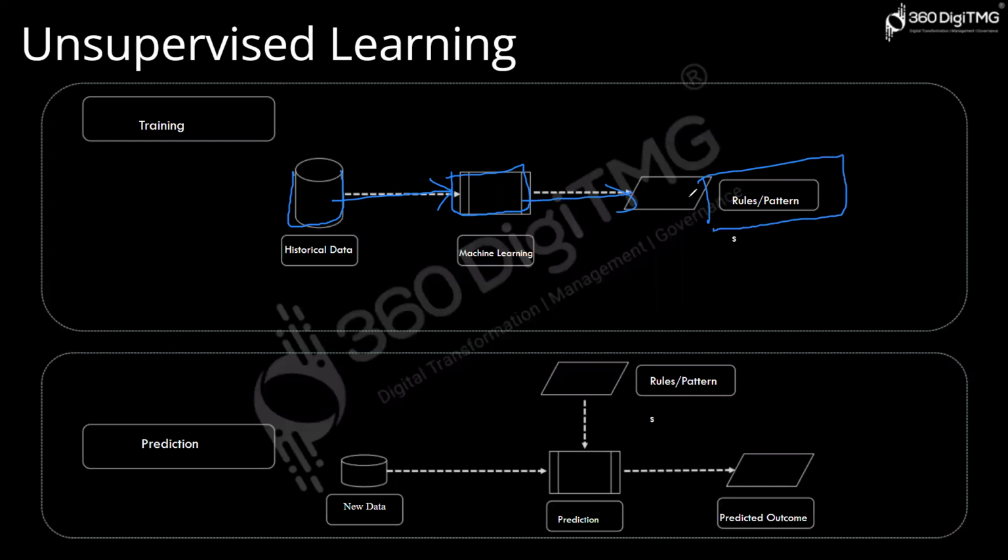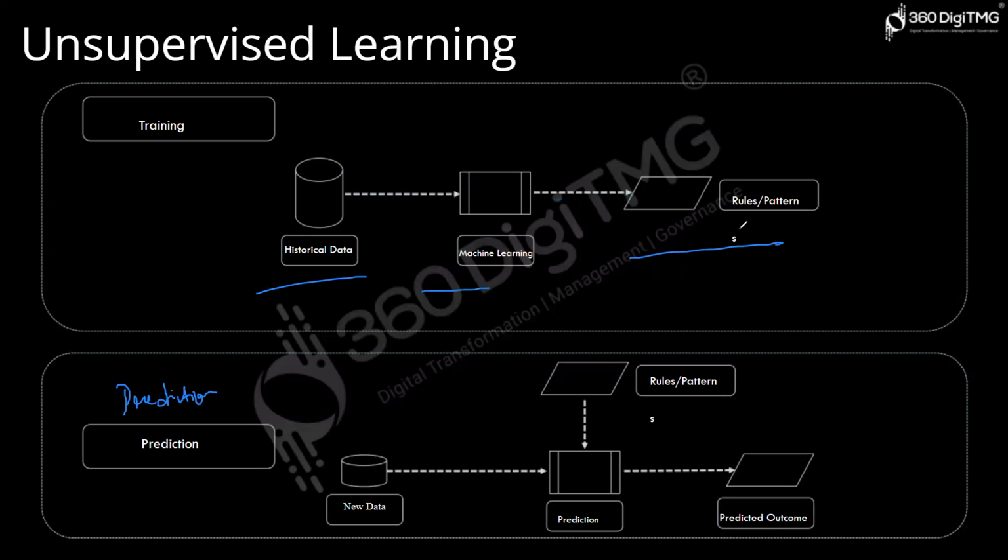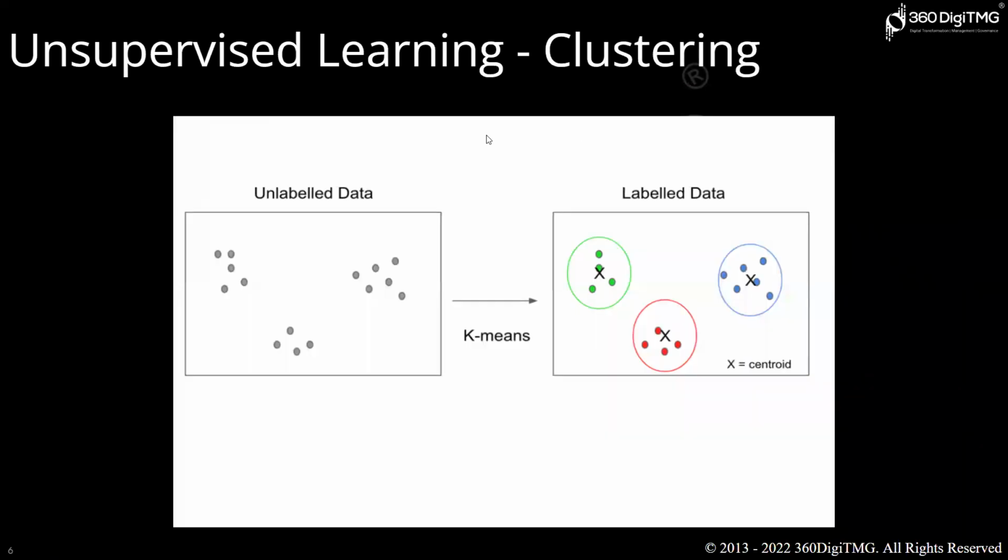What about prediction? For training, we send historical data to machine learning and it produces rules and patterns. For prediction, new data goes in and we get a predicted outcome based on the rules and patterns. In unsupervised learning, the machine works the same way. Moving on, we are going to see what unsupervised learning is.